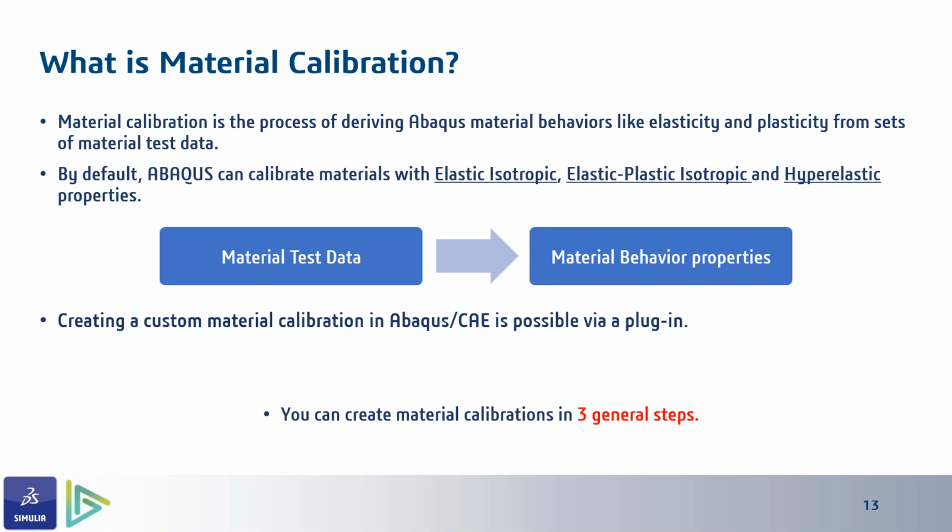So what is material calibration? When we calibrate a material, it's actually the process of deriving the Abaqus material behaviors from your material test data. By default, Abaqus calibrates using elastic, plastic, or hyperelastic properties. It's basically taking the test data and using Abaqus to convert them to material or behavior properties. You can even do them using plugins which are available in Abaqus CAE. However, I will just be explaining for now how you do it using the general 3 steps.